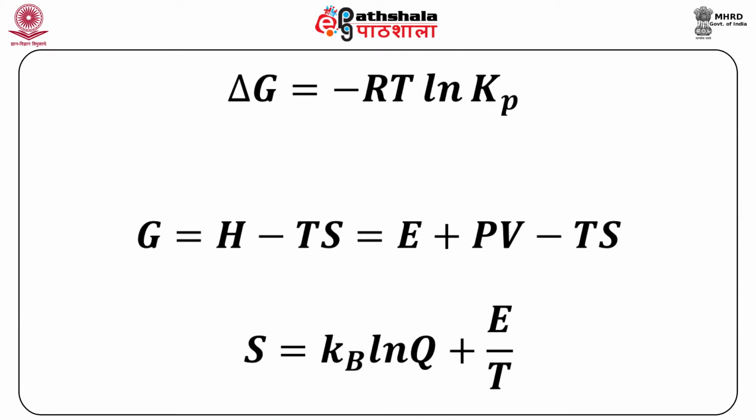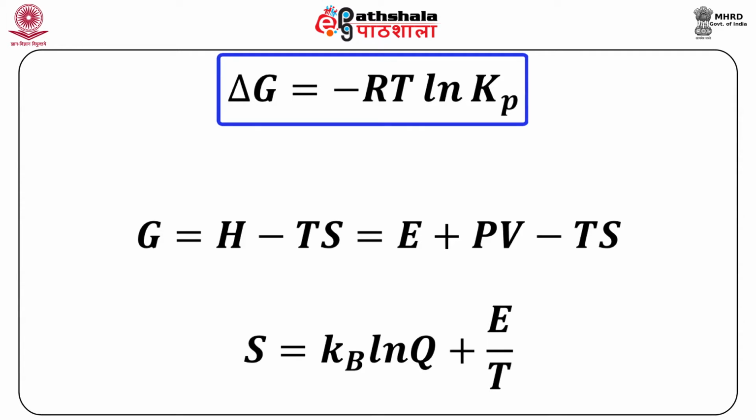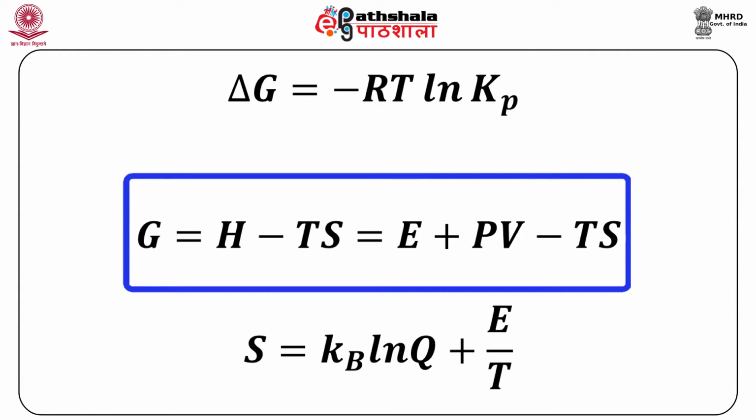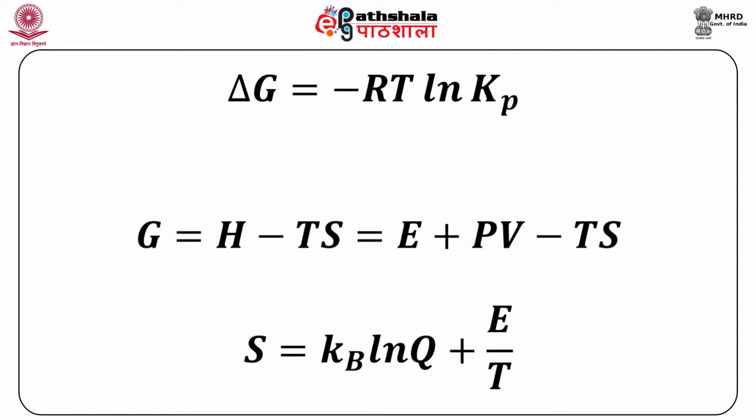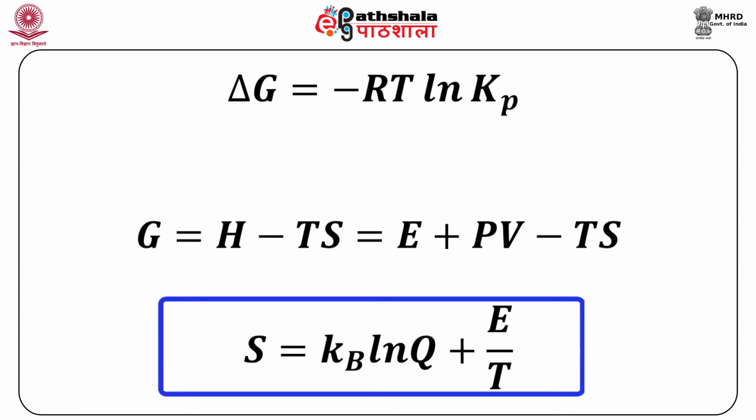Now, using the thermodynamic relation between delta G and the equilibrium constant, we have delta G equals minus RT ln Kp. Also, we know that G equals H minus TS, which using the first law becomes E plus PV minus TS. And from statistical thermodynamics, we know the relation between entropy and partition function as S equals k_B ln Q plus E upon T.